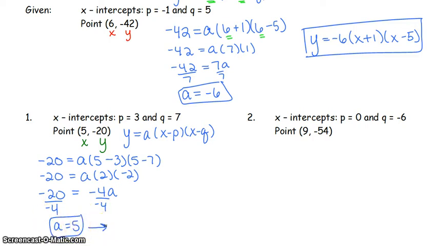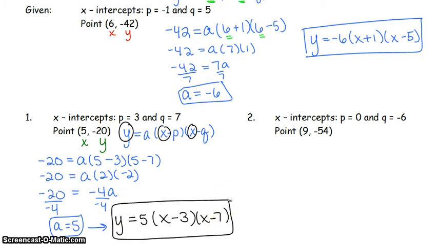Don't forget, in our general form of equation, we should only have x's and y's. Everything else should be filled in. So we start there with the y. We found that the a value was 5. We've got x minus p. We know p is 3. And we know that we've got x minus q, and q is 7.